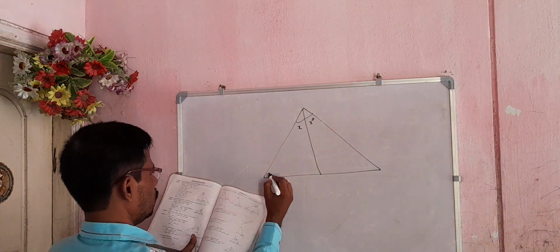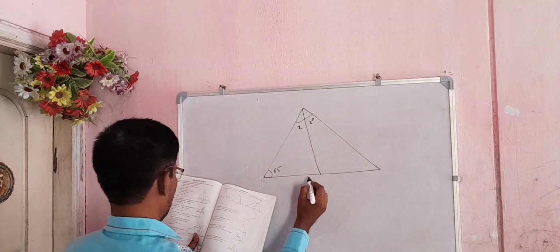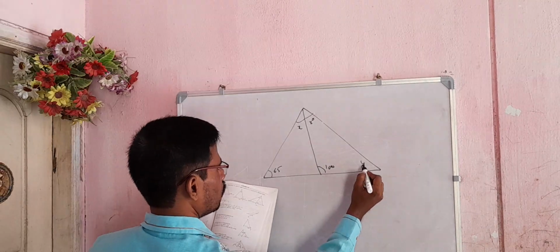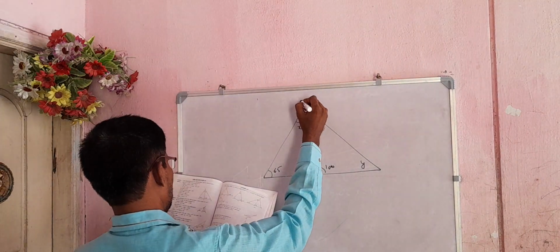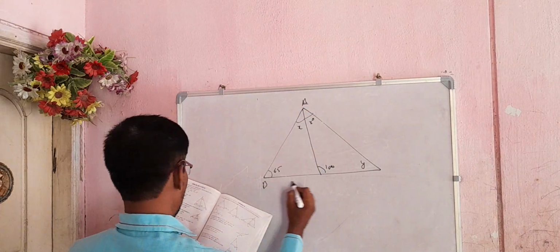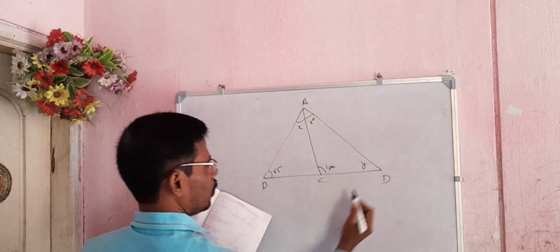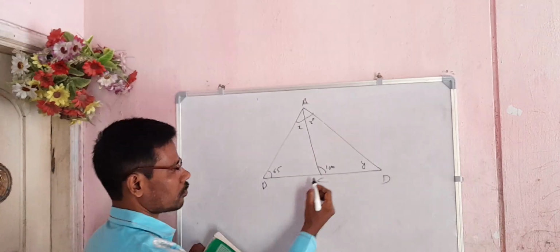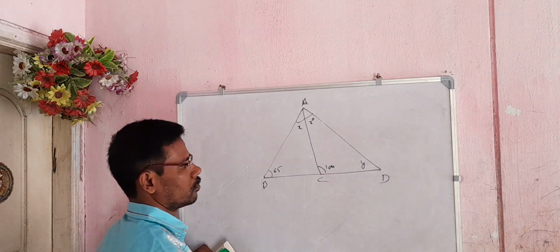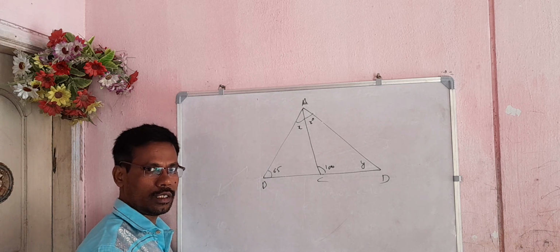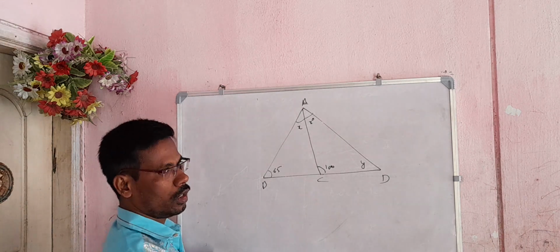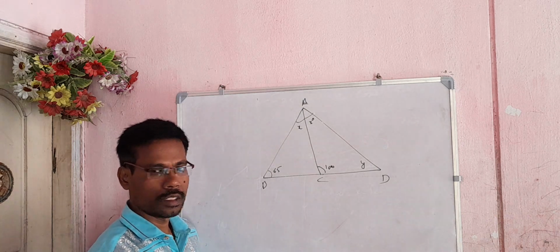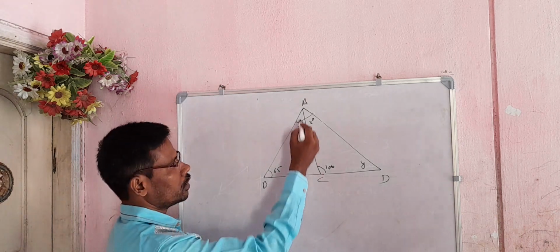Another model. How will you do this one? Any idea? Simple rule. Exterior angle of the triangle is equal to sum of two interior opposite angles. Which is the exterior angle here for this triangle?